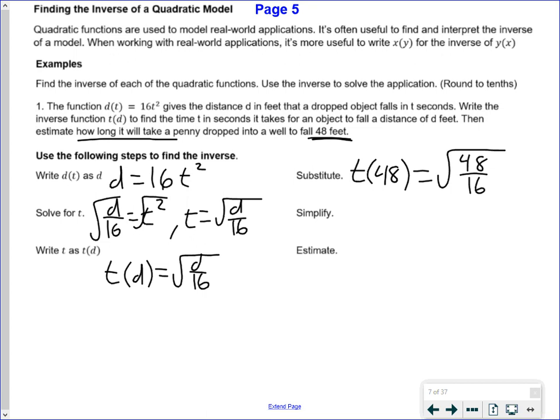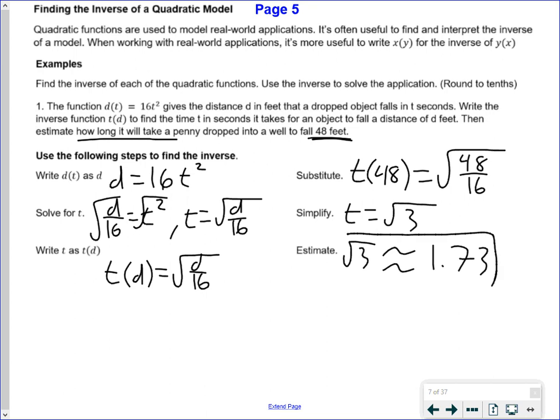Okay? So now we're going to simplify this out. This t is going to equal the square root of 48 over 16. 48 divided by 16 is just 3. And the square root of 3 is, I believe, about 1.73. It's approximately 1.73. And we're usually just going to round to the second decimal place. We're asking you to estimate. So that's how you do a word problem.